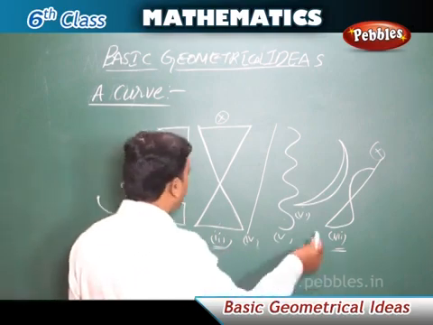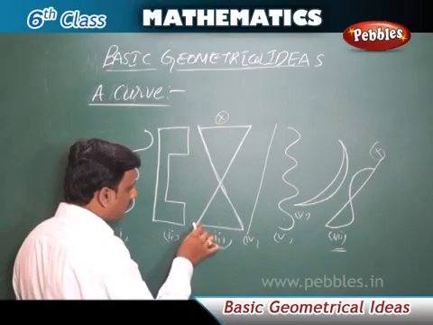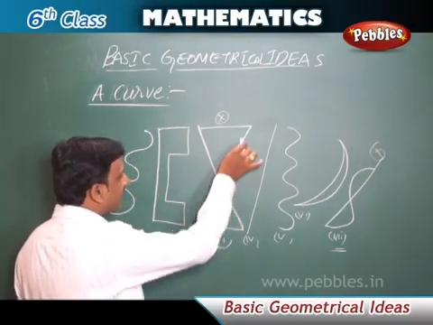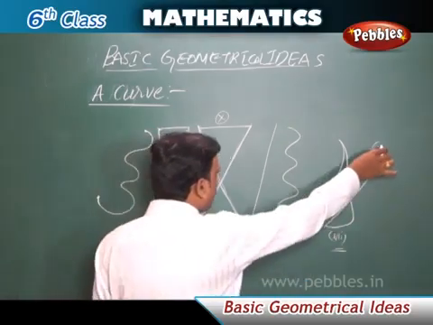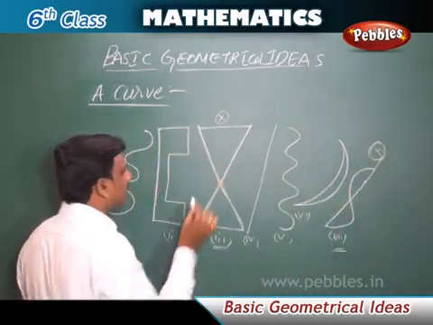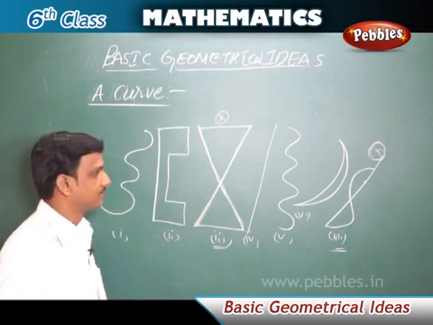Because these two pictures, while drawing the curve it crosses itself. See, the curve crosses itself. So these two are not simple curves. The remaining pictures are simple curves.